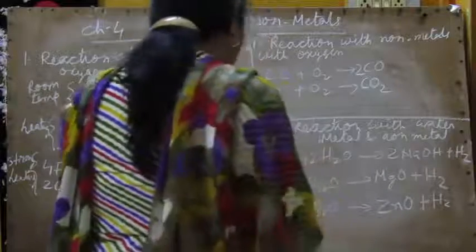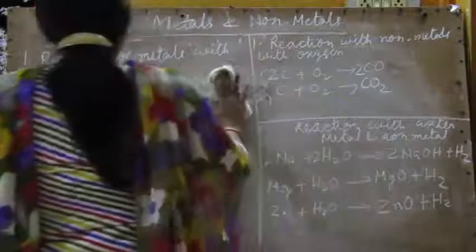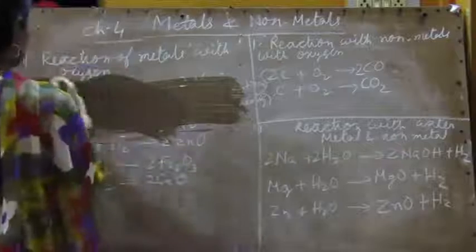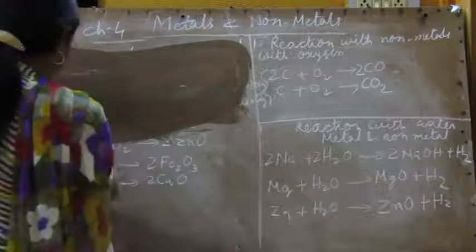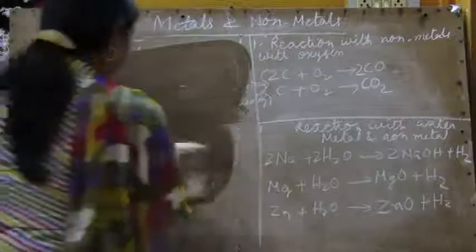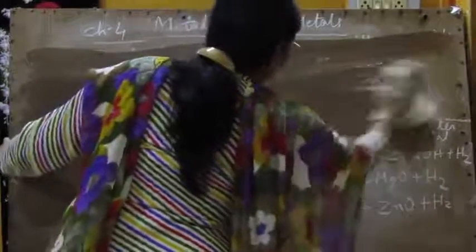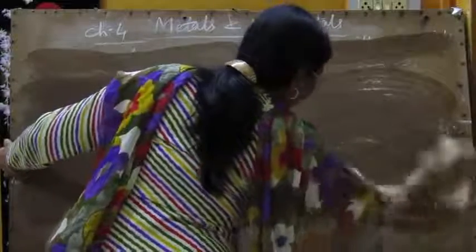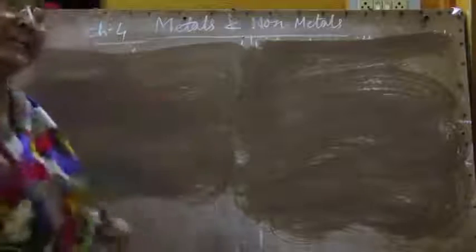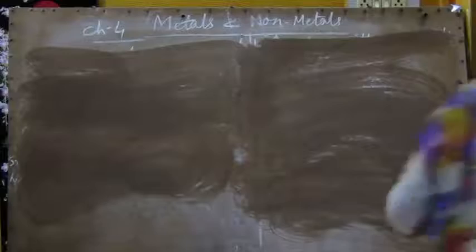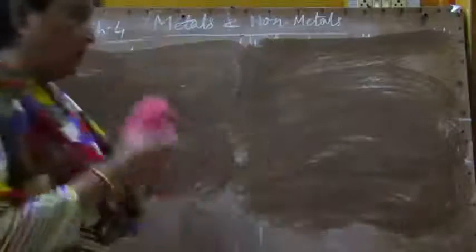Now, corrosion of metals. Let me explain the corrosion of metals. What is called the corrosion of metals? Corrosion of metals is nothing but the eating away of metals.